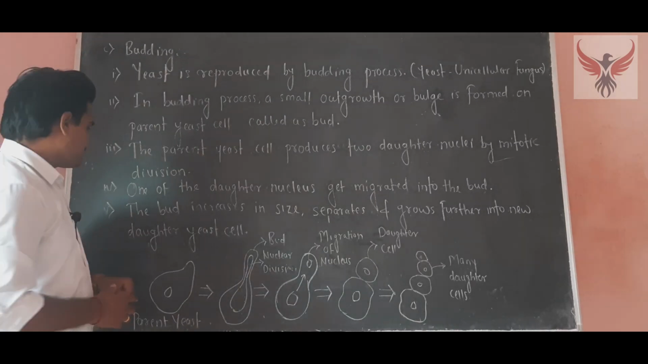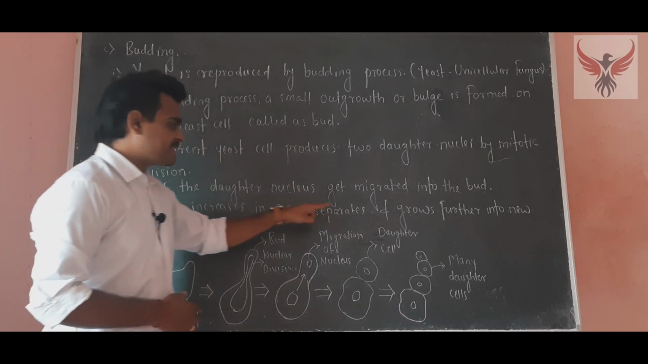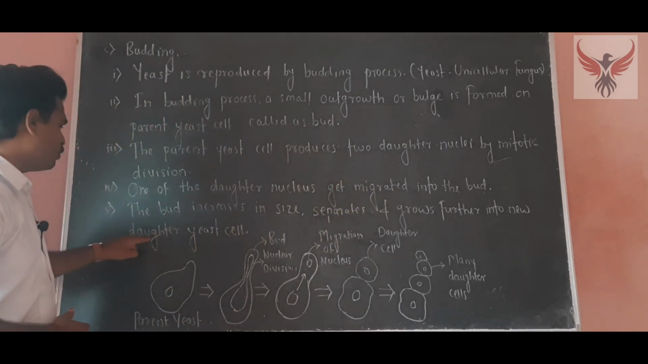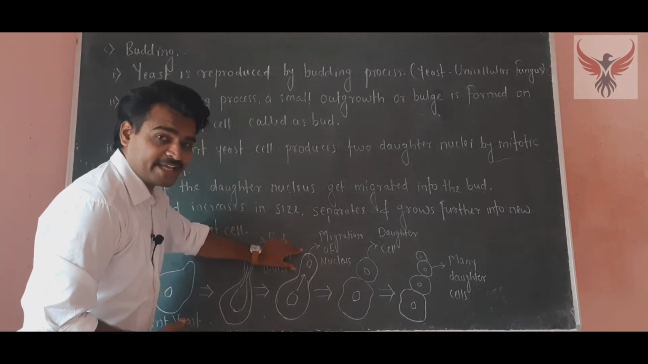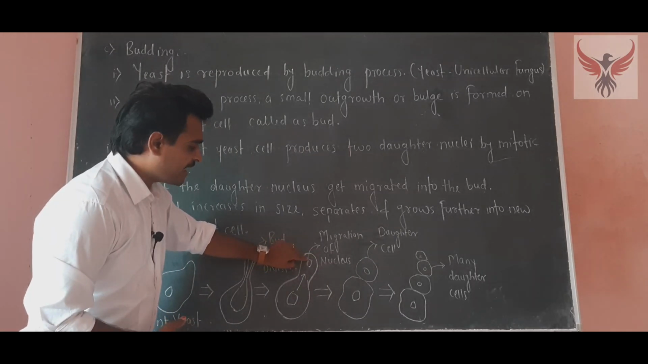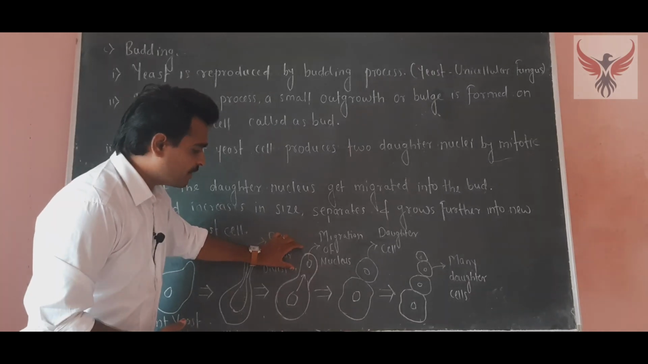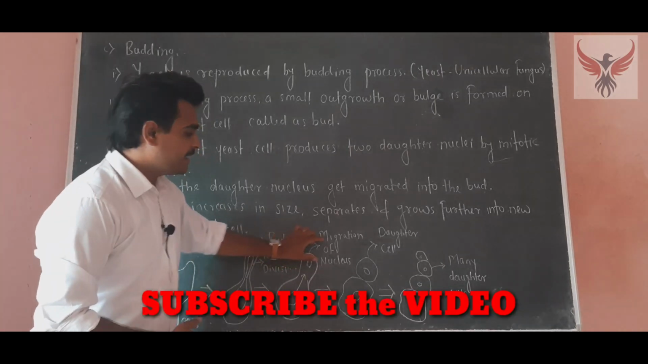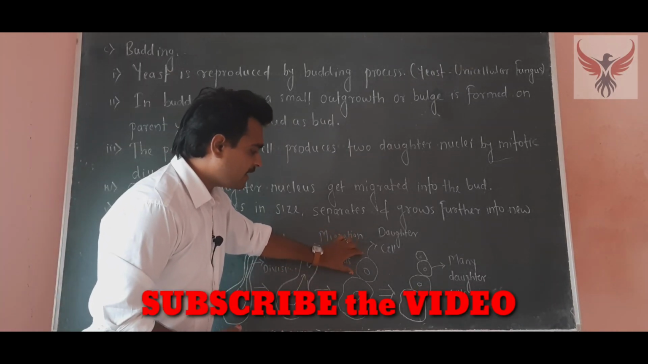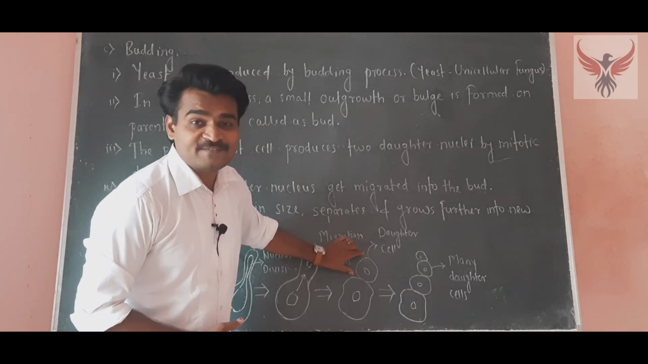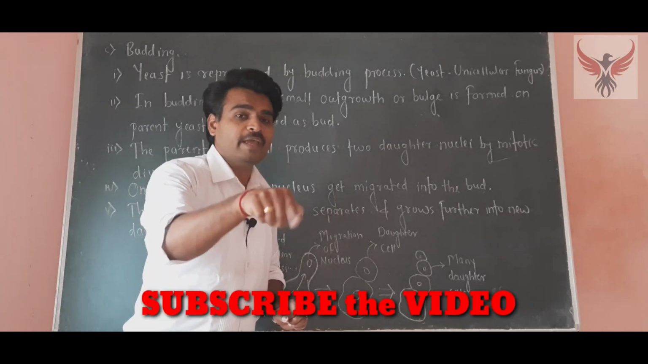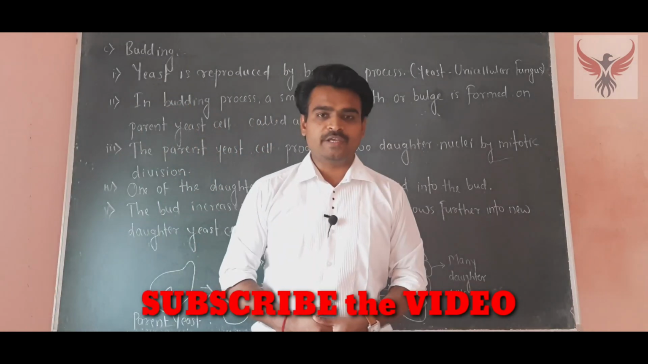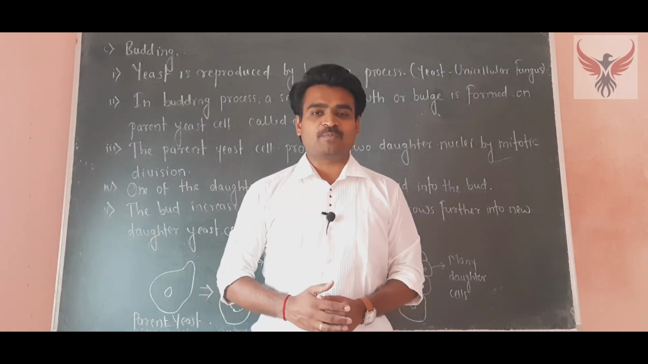After that, the next point: the bud increases in size, separates and grows further into a new daughter yeast cell. Here we can see the bud grows in size and the nucleus has migrated completely. After that the bud grows in size and gets separated, and the new daughter yeast cell is formed. Many daughter cells are formed in this way only. Clear? So here the budding type of asexual reproduction is completed.